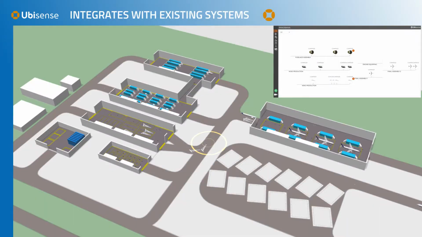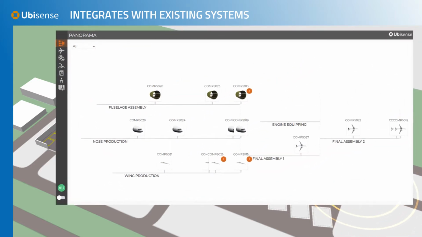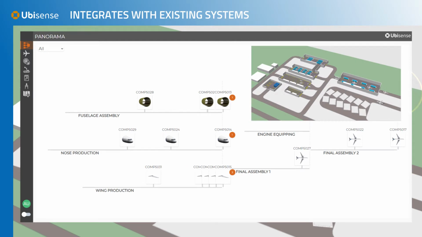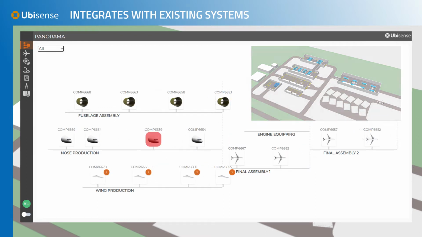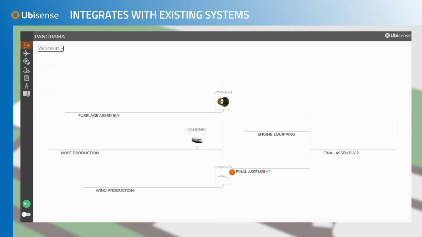Process Monitor from Ubisense combines location data with information from existing systems of record to provide a complete, real-time view of the entire facility, including key production stages and the status of all work in progress. Users can filter by serial number and check all assembly streams are synchronized, ready for the next stage of production.